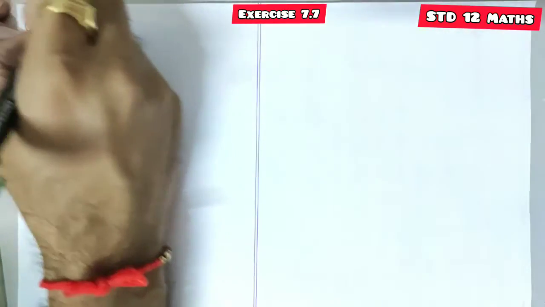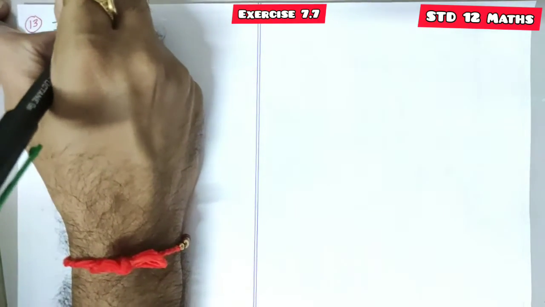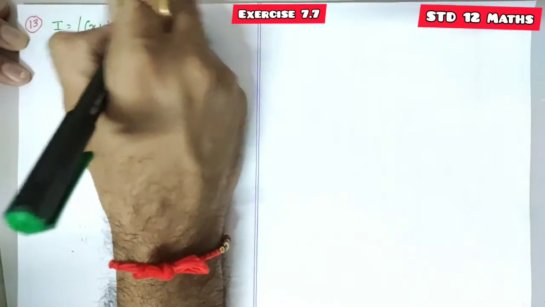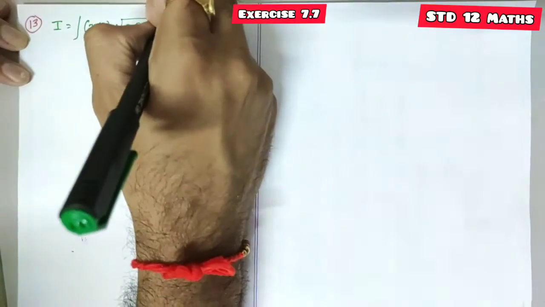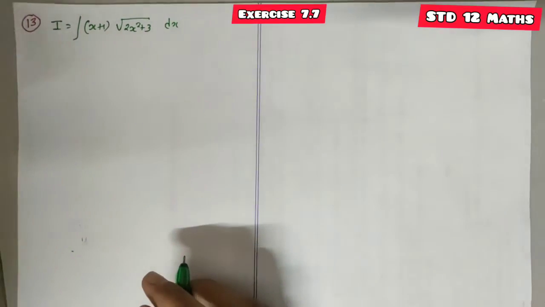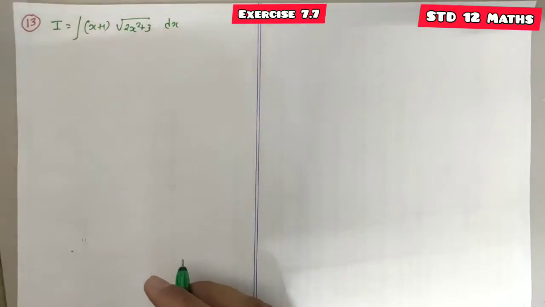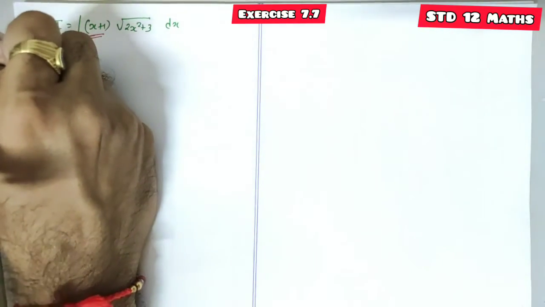13. So here, question number 13, you have to find integration I as integration of (x plus 1) into square root of 2x square plus 3 dx. Which form is there? The form (px plus q) into square root of ax square plus bx plus c is there. What you have to do? You have to separate this x plus 1.